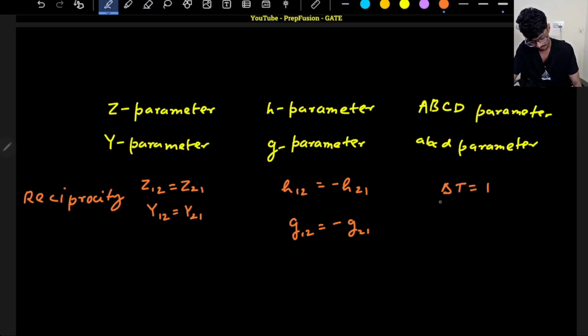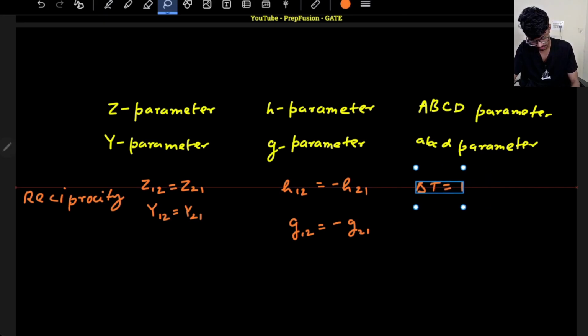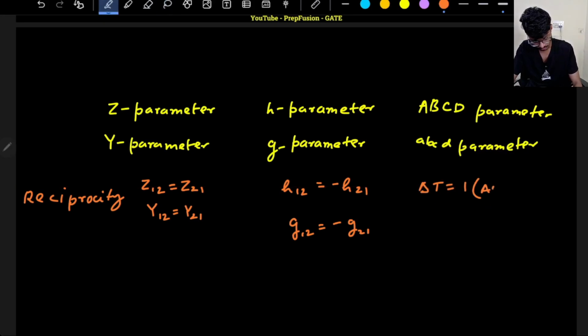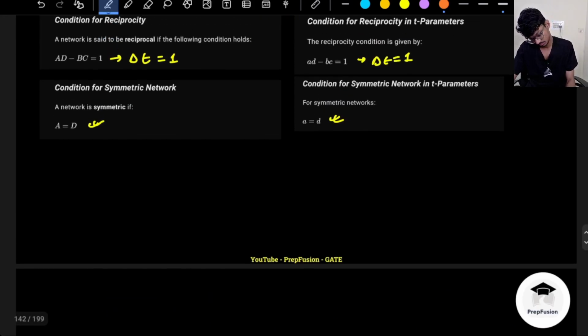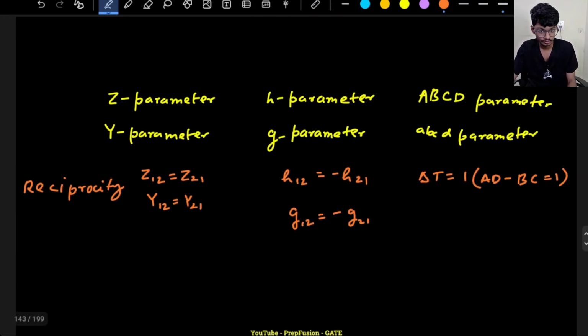That is my AD minus BC equals 1. Okay. And what about the condition for small t parameters? It is the determinant of t equals 1, that is AD minus BC equals 1. Okay, this is the condition for small t.